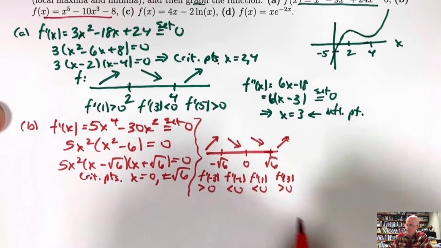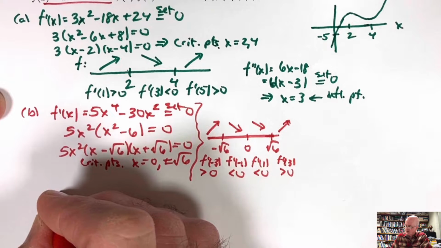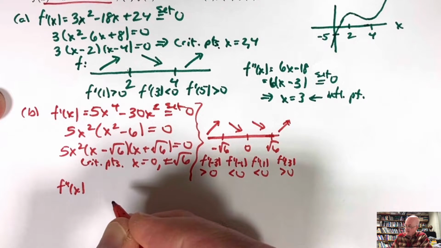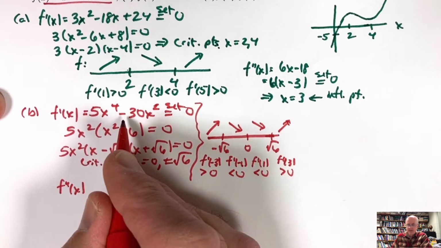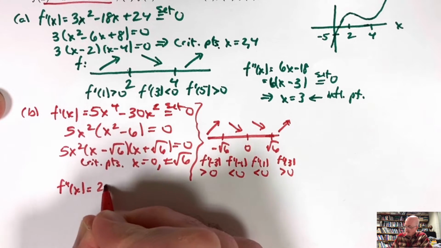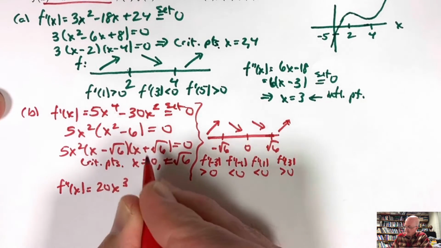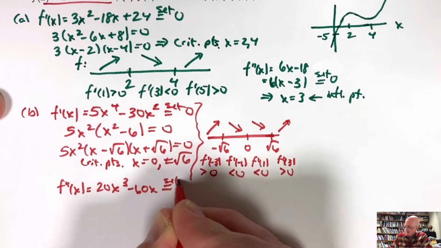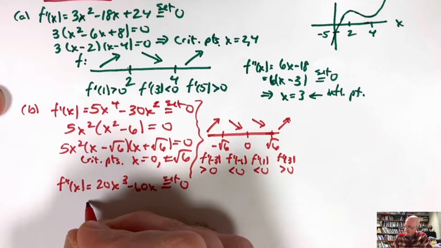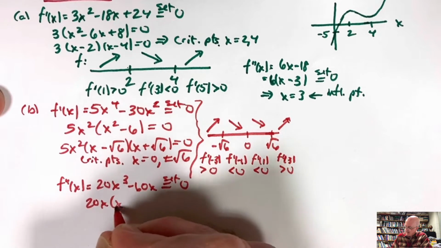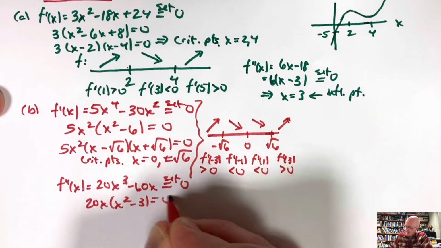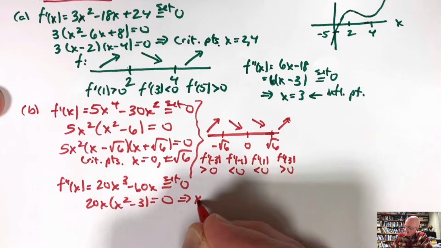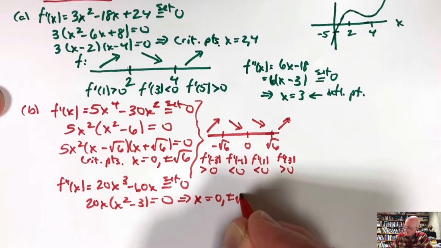What's going on there? Before we graph it, let's think about the second derivative, inflection points, and the second derivative test. Take the derivative of this, you'll get 20x cubed minus 60x. Set that equal to 0 to solve for possible inflection points. Factor as much as possible. The second derivative equals 0 at 0 and plus or minus root 3.